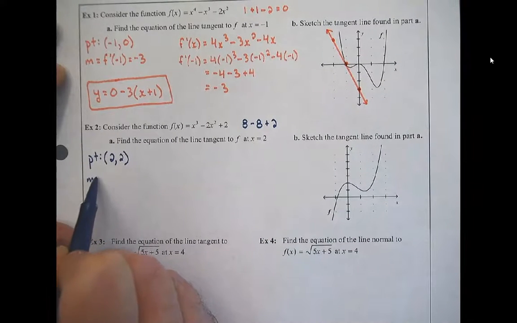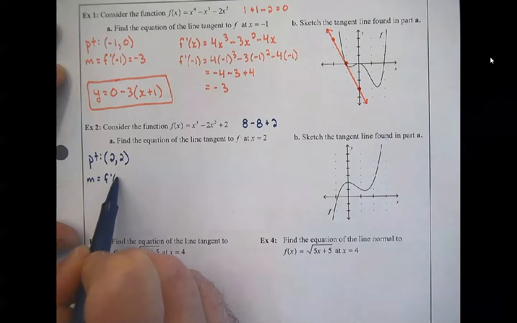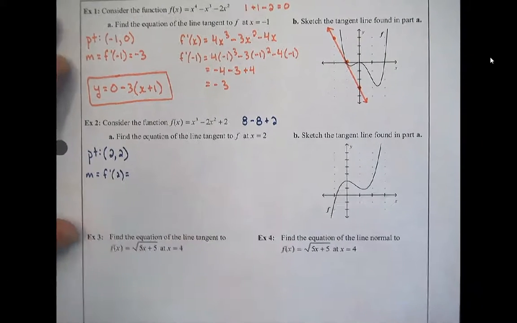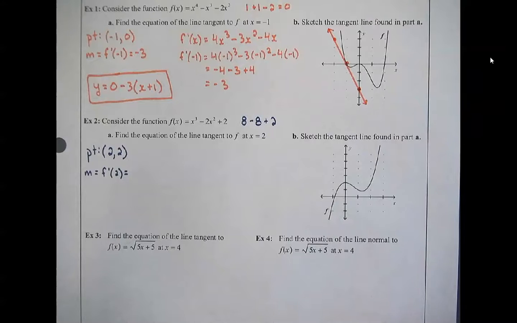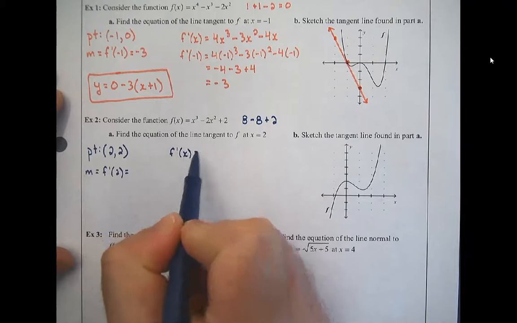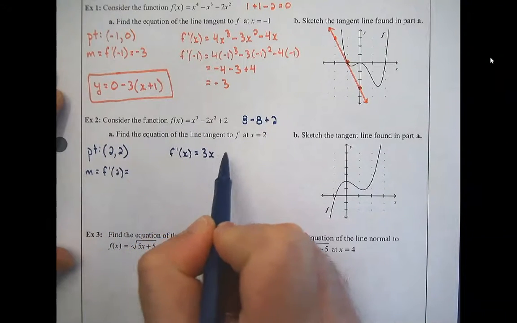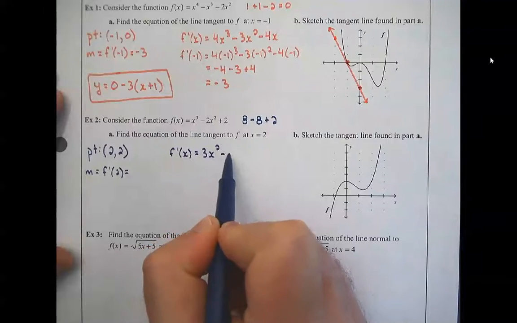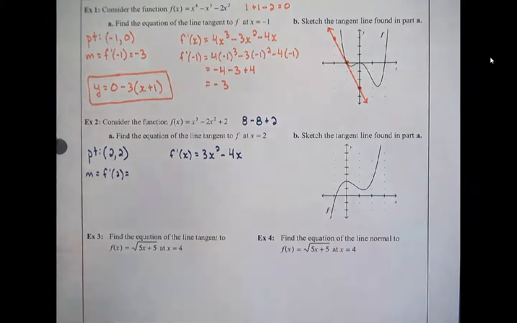Now I need the slope. The slope turns out to be the derivative at that spot. I can't figure out the derivative at that spot until I figure out the derivative. This is a simple sum difference rule with the power rule. You guys get 3x squared minus 4x? Yeah. We're on board there? Now that's the derivative. That's the slope of all the points. So that's the function of all the slopes of every single point of our function f.